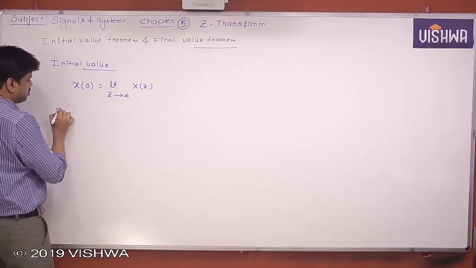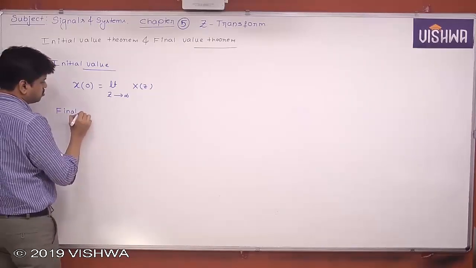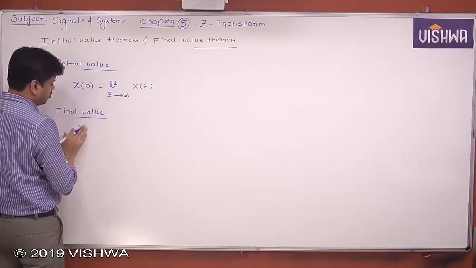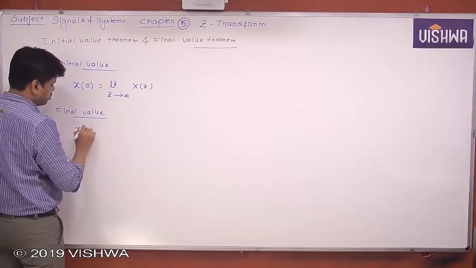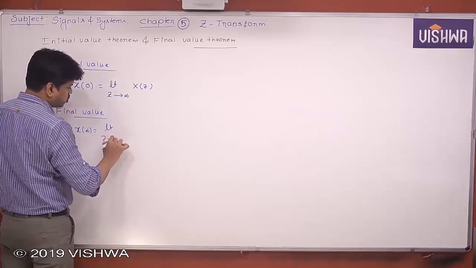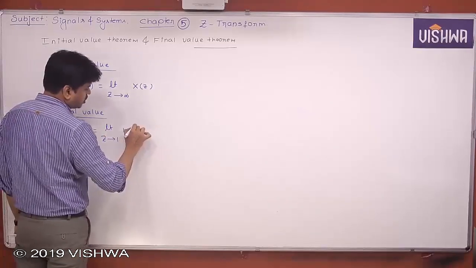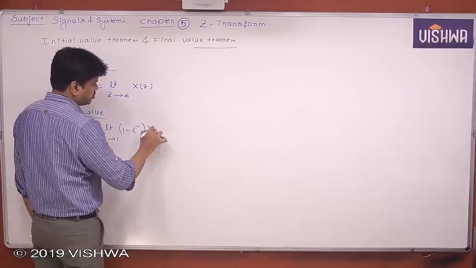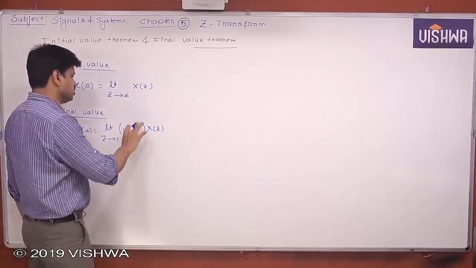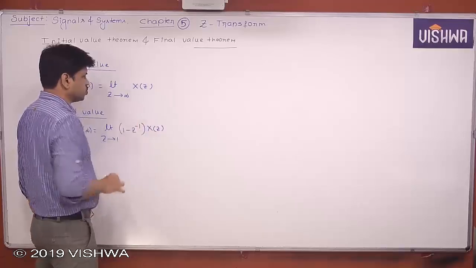Next, final value. To calculate final value, the formula is x of infinity is equal to limit, not z tends to 0 actually, z tends to 1, 1 minus z inverse x of z. So this is the formula we have to use.